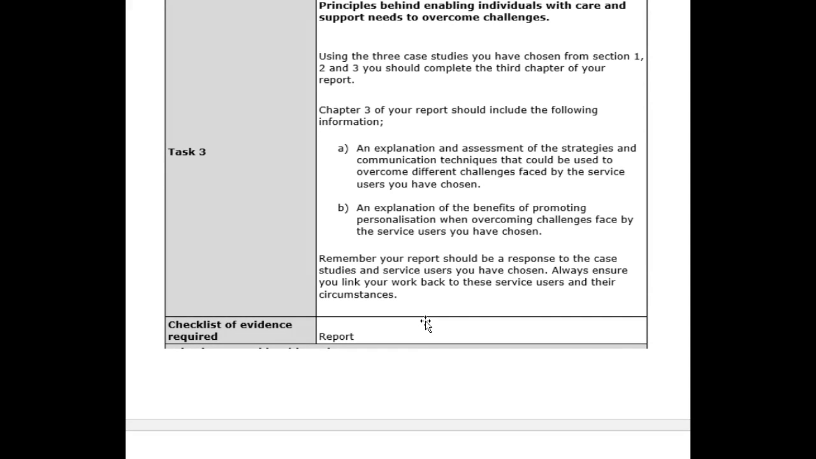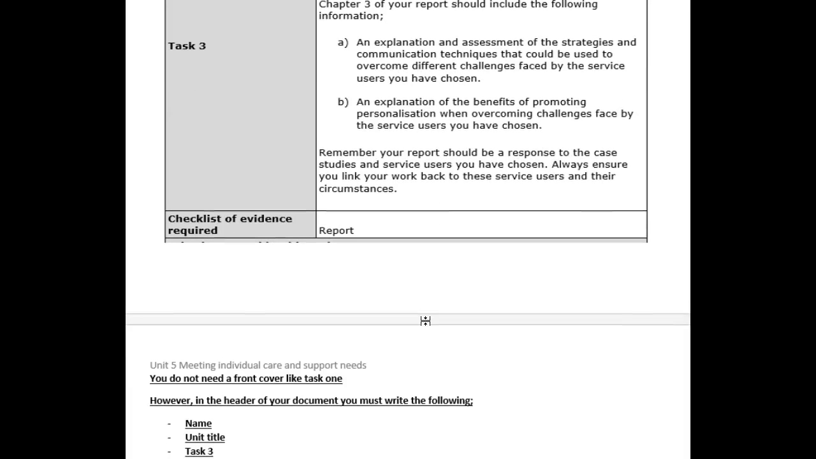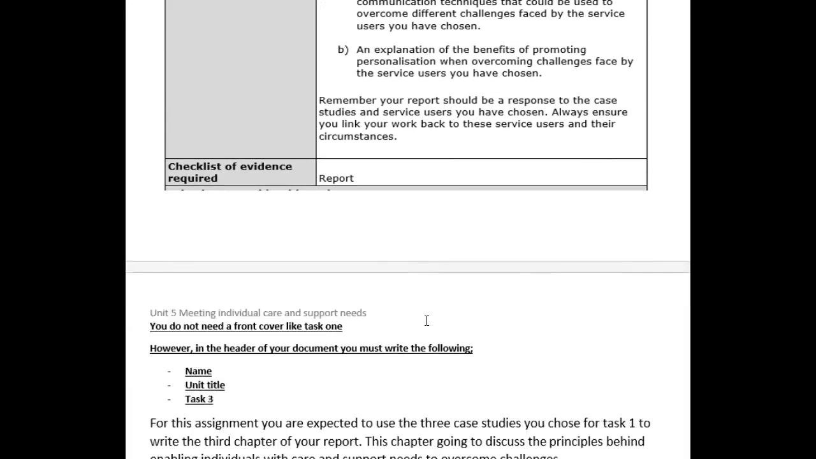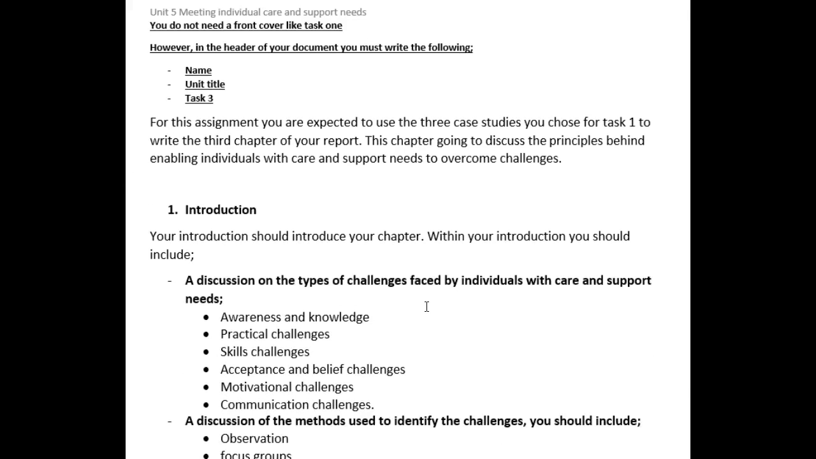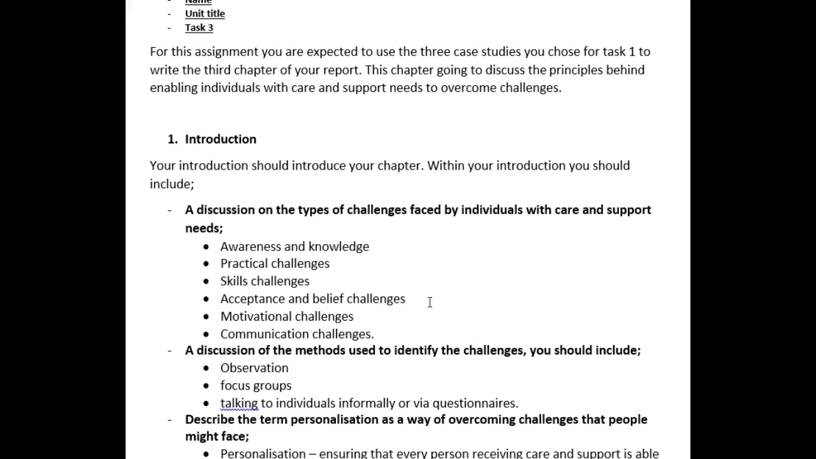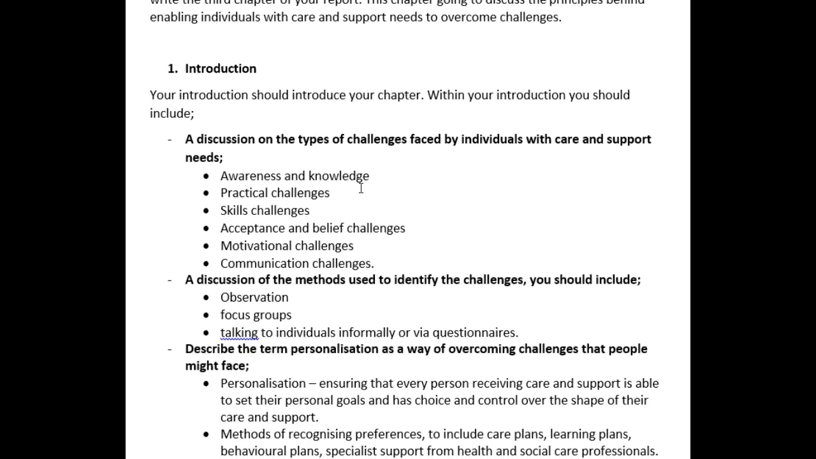So remember, your report should be a response to the case studies, so a bit of you explaining and then linking it to the case studies as we've done previously. So again, you would have an introduction. Within your introduction, you need to include a discussion of the different types of challenges faced by individuals with care and support needs. So you would talk about this generically at first. At the minute, you're not linking to your case study.